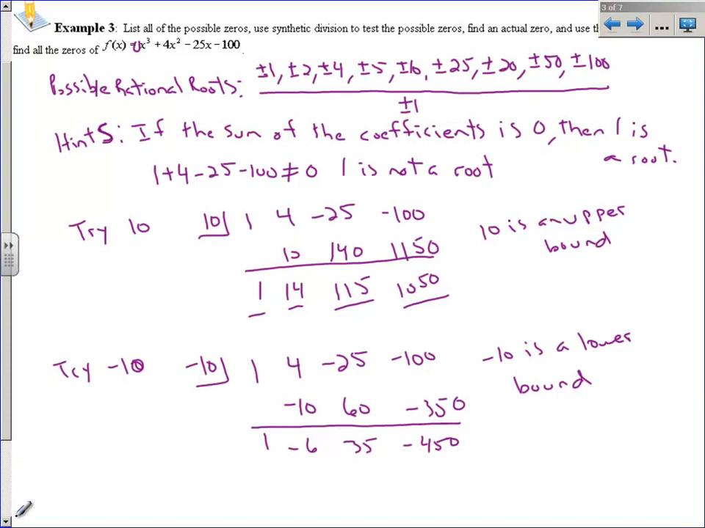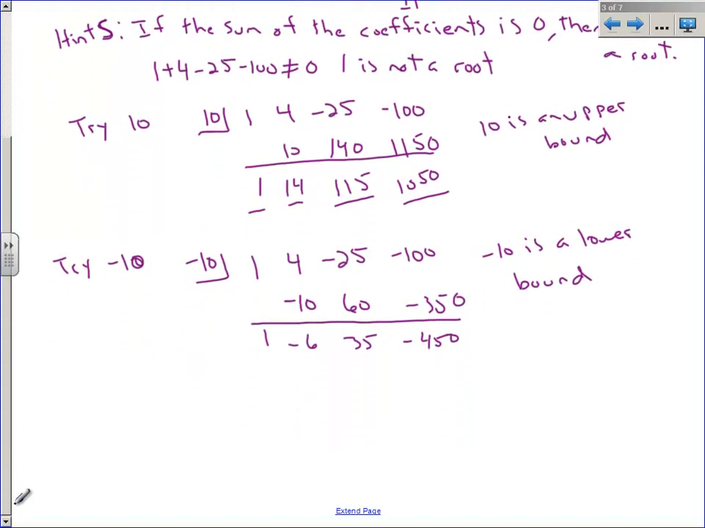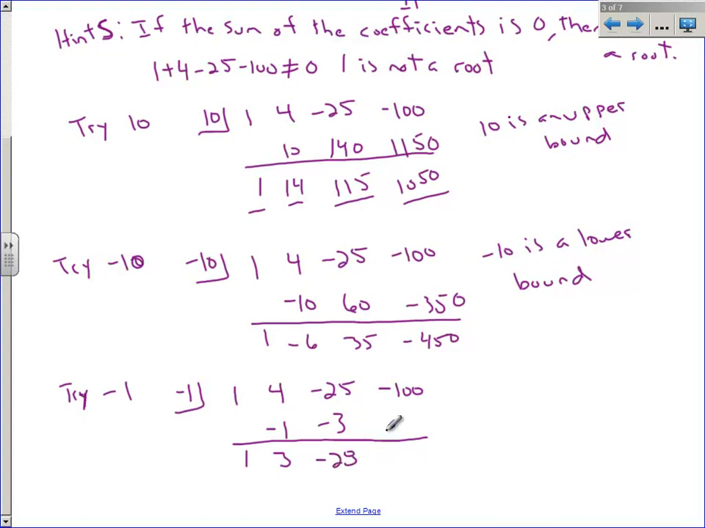So let's just start trying them. Again, from today's lesson in class, we have to get a 0 as a remainder to get a root. So let's try negative 1. We'll put a negative 1 in the little box. 1, 4, negative 25, negative 100. Drop our 1 down, multiply, add. Multiply, add. Multiply, add. Didn't work. Negative 1 is not a root because that remainder is not 0.